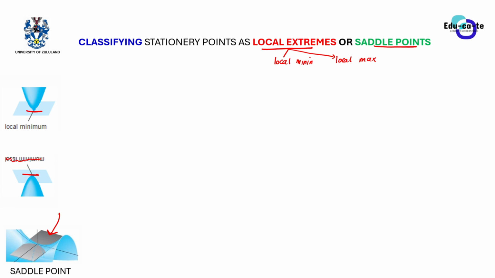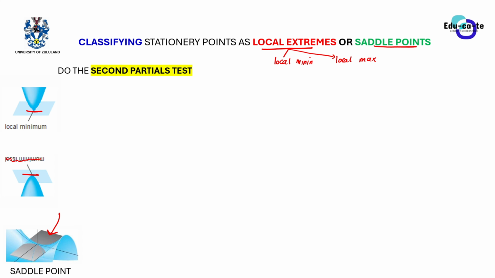Now remember that in our previous video we explained how you get stationary points. You equate the gradient of that particular function, or the partial derivatives, to 0, because you know that the gradient of a function at its stationary point is 0. Now let us look at how you classify the stationary point: is it a local minimum, a local maximum, or a saddle point?